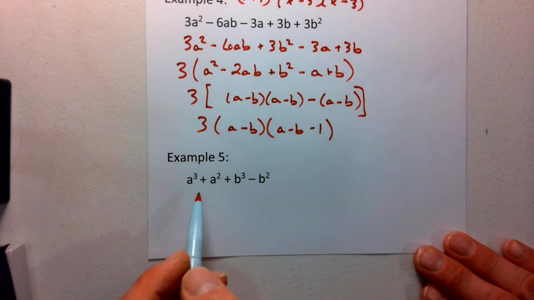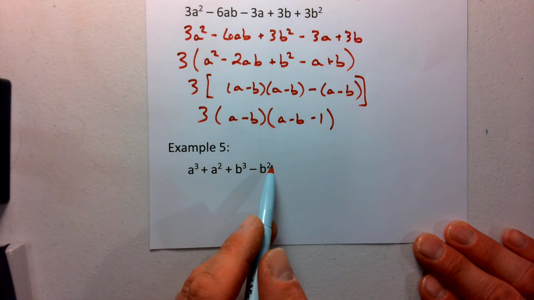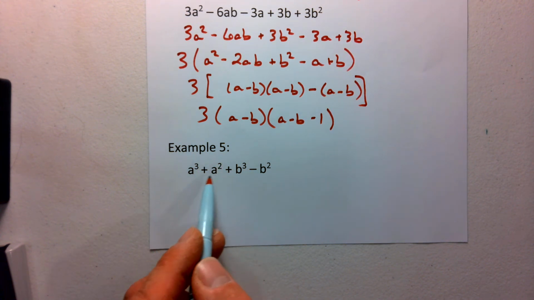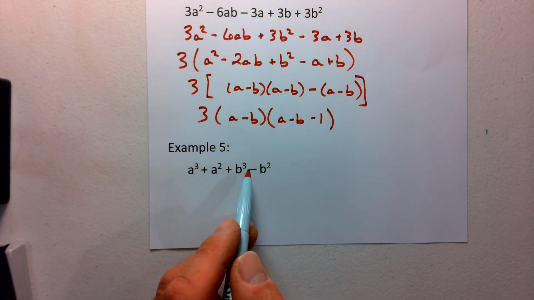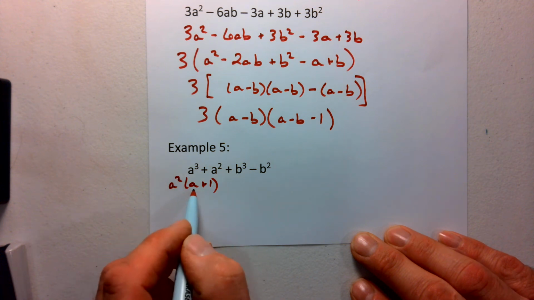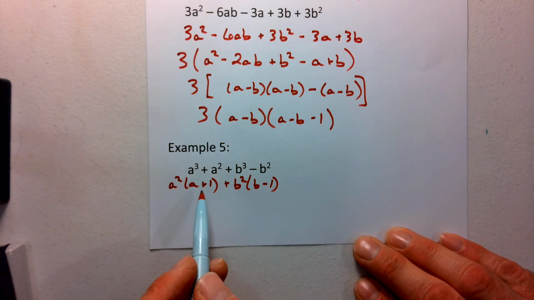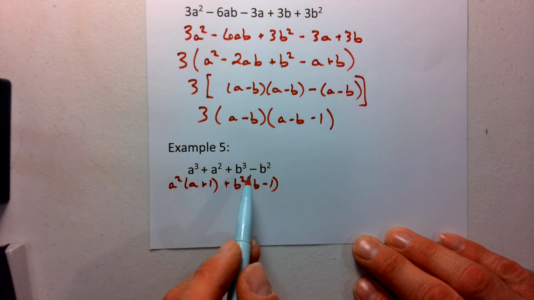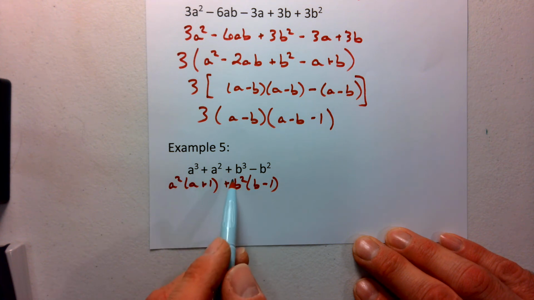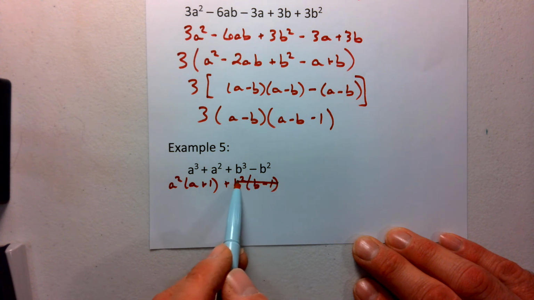Next example here, we have a to the third plus a squared plus b to the third minus b squared. So think about this one. We have 4 terms. So if I think about the first 2, can I factor something out? I sure could. And the b's I can factor out. See if it gives us anything. So we have a squared times a plus 1 plus b squared times b minus 1. Remember, to be able to factor by grouping, we have to be able to take out a quantity that's the same. So even though this is first step factorable, we're not going to get anything that we can do any good with. So we get rid of that.